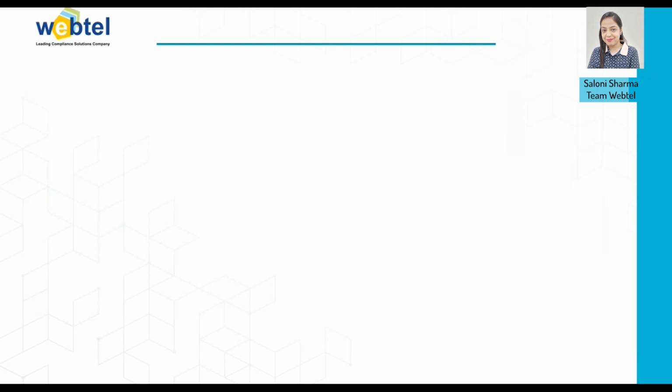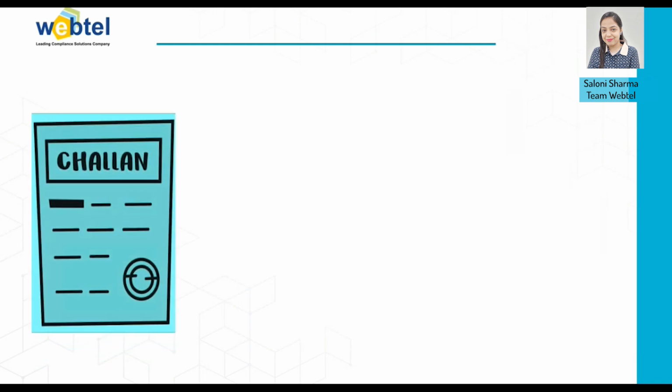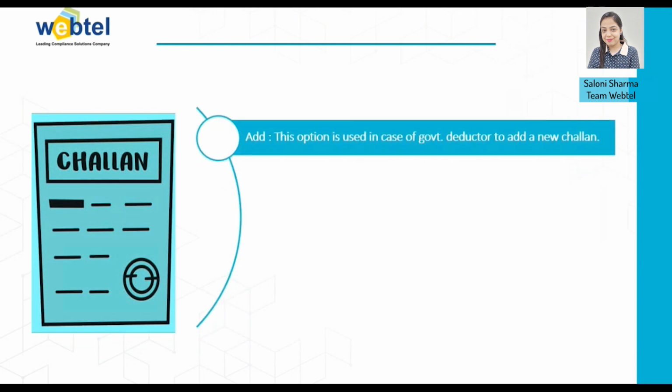Then comes the challan details. If we talk about the challan details, a few options are available over here. The first one is add. In case there is a government deductor and they want to add the challan details, then they can add the challan details in the consolidate file. But in case of non-government deductors, challan addition is not available offline. They need to add the challan online, and then they can import the data from the consolidate file.